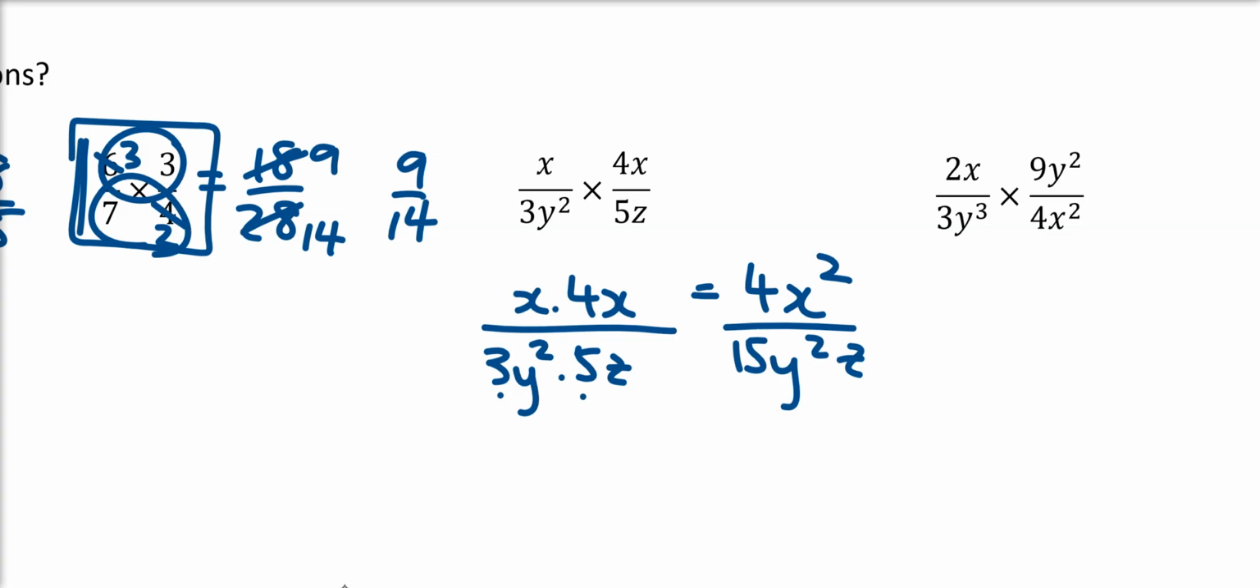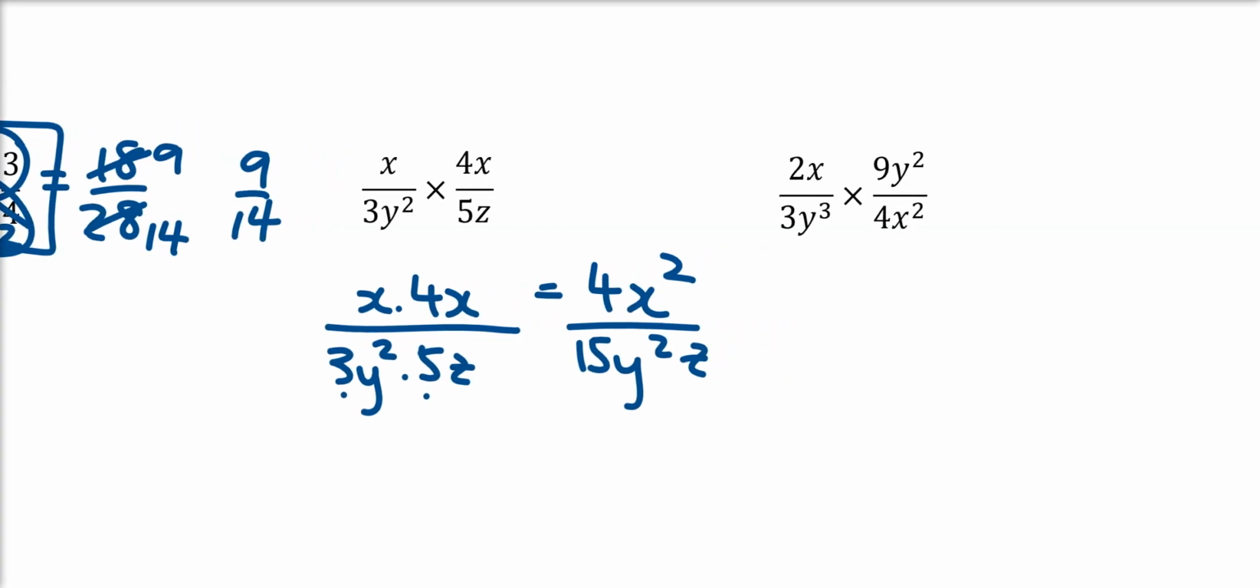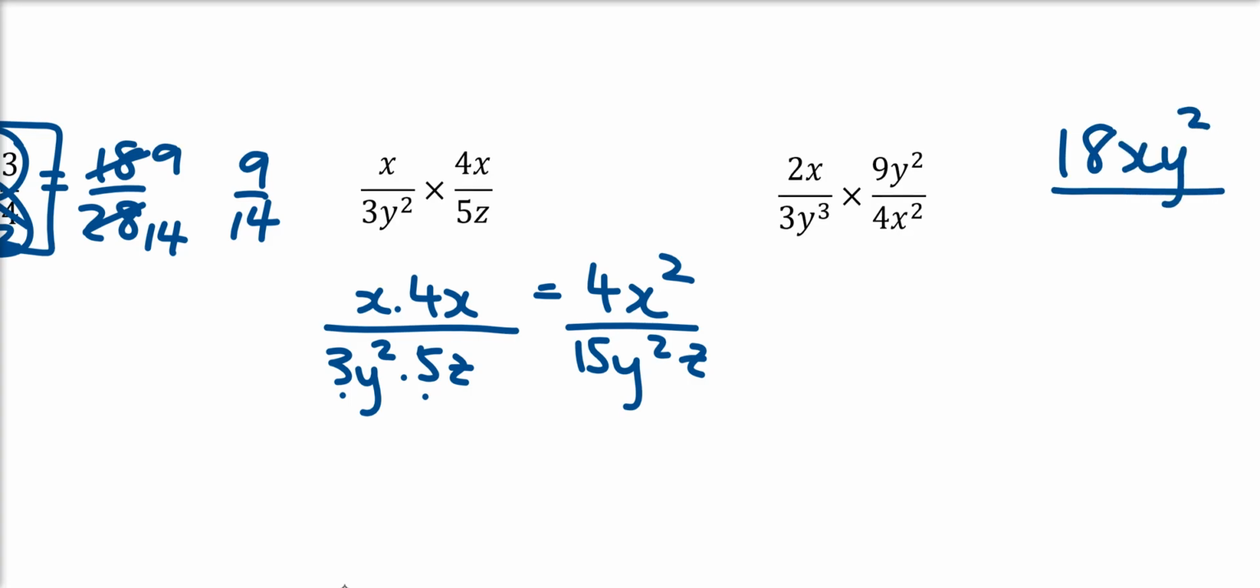This one here though. How do you read the last one? 18xy squared. All over.